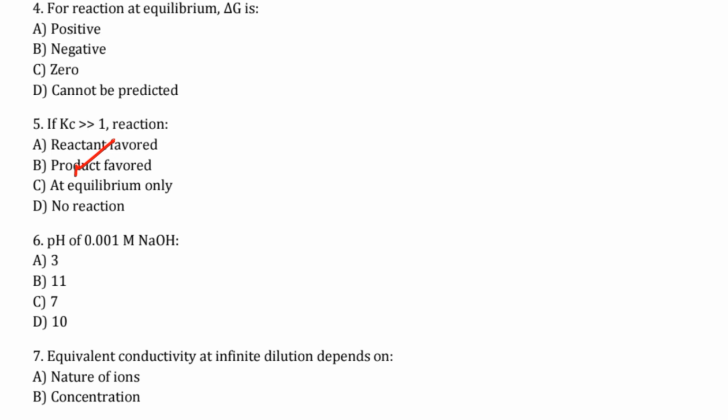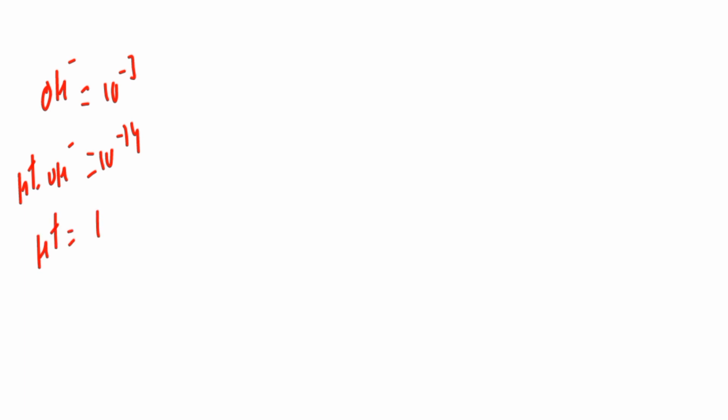Next, the pH of 0.001 molar sodium hydroxide. Right students? Sodium hydroxide means the OH minus ion concentration is 10 to the power of minus 3. We know H plus into OH minus is 10 to the power of minus 14. So the H plus concentration is 10 to the power of minus 14 into 10 to the power of 3, which is equal to 10 to the power of minus 11.